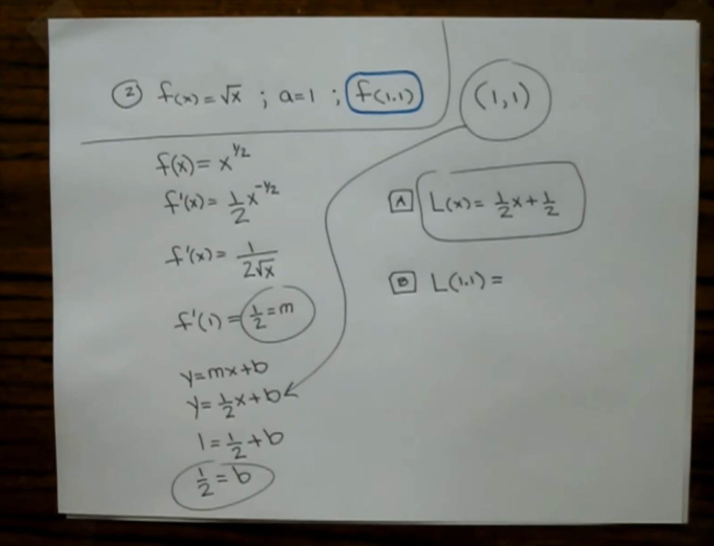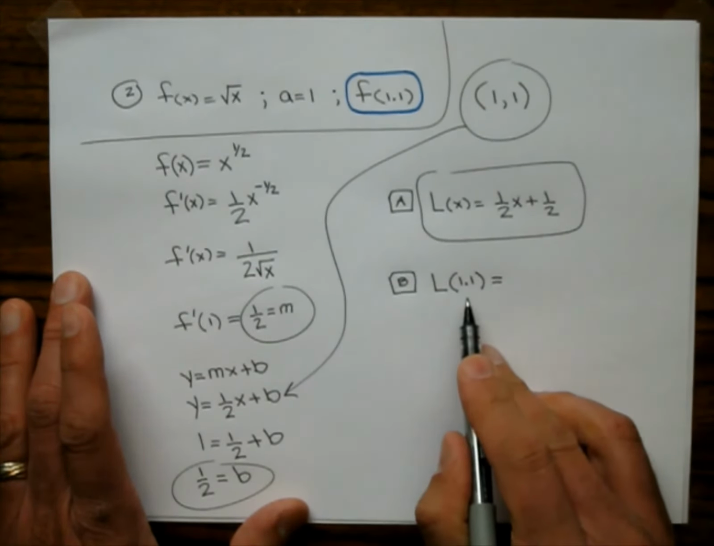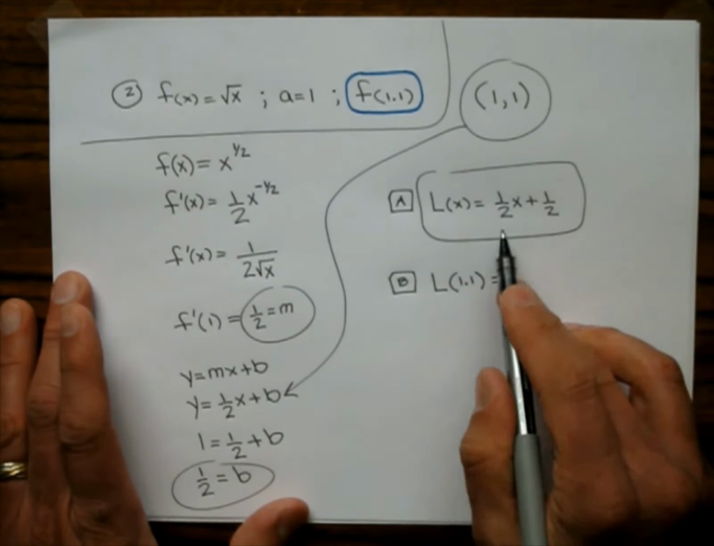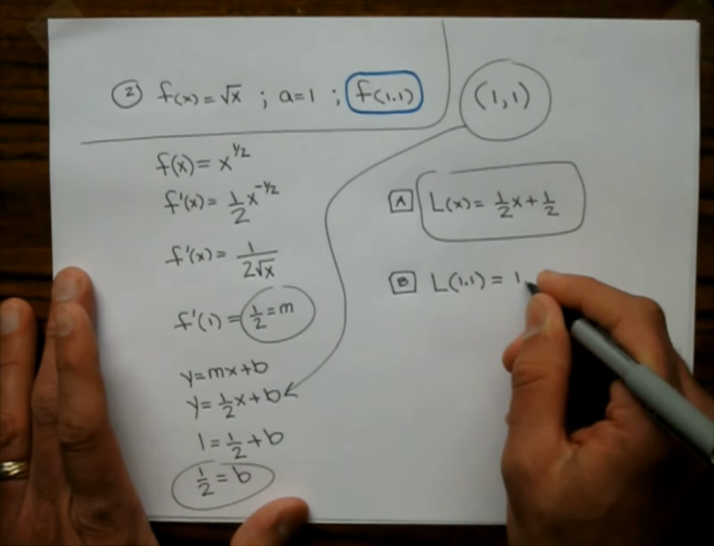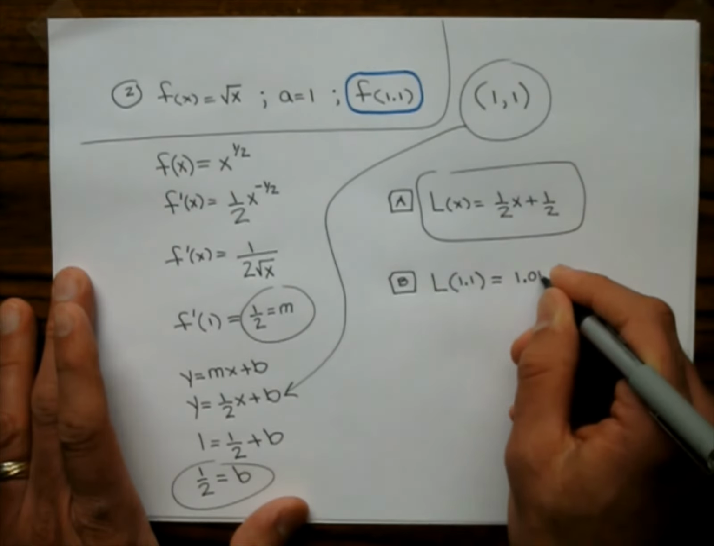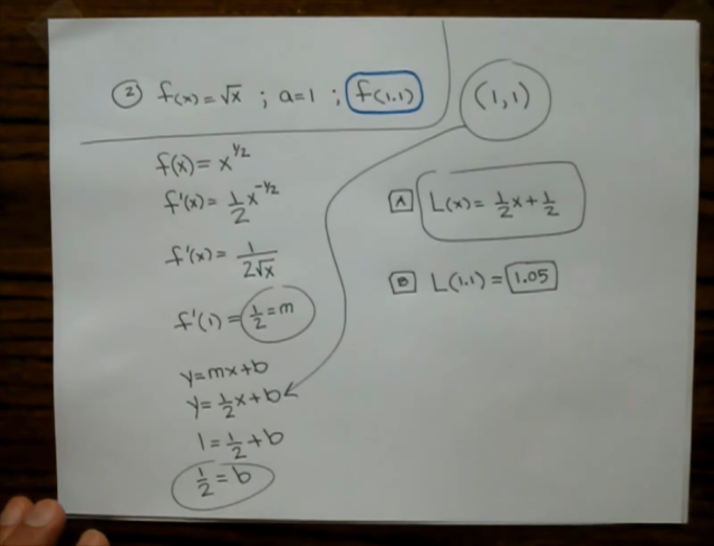Okay, and you can do this on your calculator, or you can write this as 11 over 10 and combine the fractions. What I ended up getting is 1.05. And that happens to be the answer. And we're done with problem number 2.